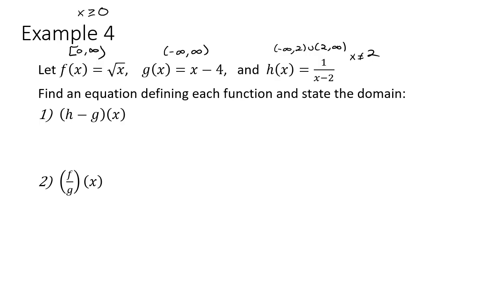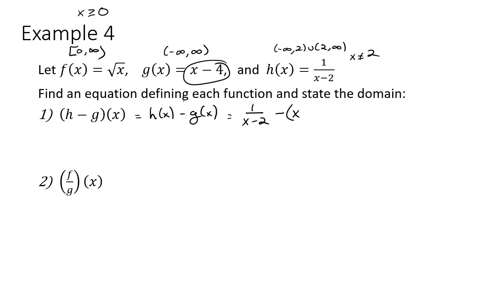So let's take a look then at our first combination. In the first part of example 4, we're asked to find h minus g of x. Well, again, this is going to be pretty straightforward. This is just going to be h of x minus g of x. And now we're not evaluating these functions anywhere. We just replace this with the functions themselves. So h of x is 1 over x minus 2. This is going to be minus g of x.